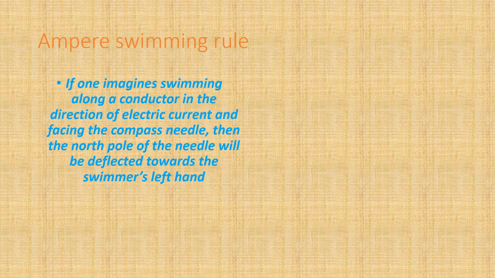Alright, by now I believe that you know that a compass needle placed under or over a wire which is carrying current will experience some deflection. But can you predict the direction in which the north of the compass needle will be deflected? This can be explained by Ampere's swimming rule. Ampere's swimming rule is used to show the direction in which the compass needle is deflected.